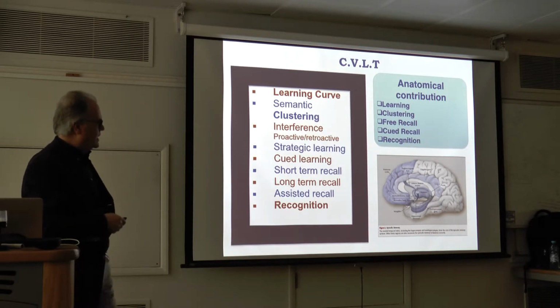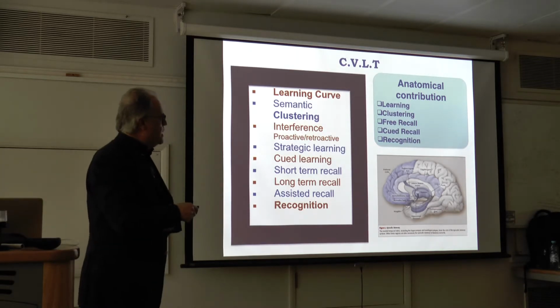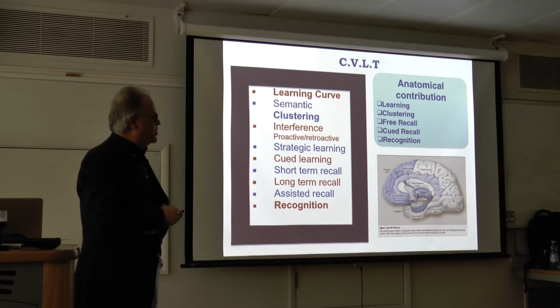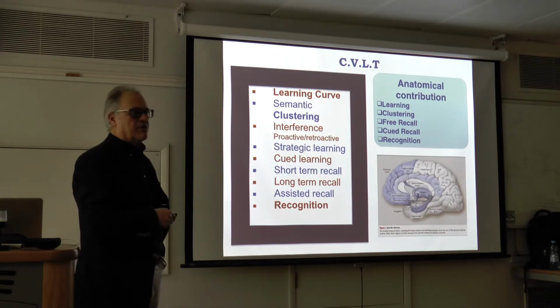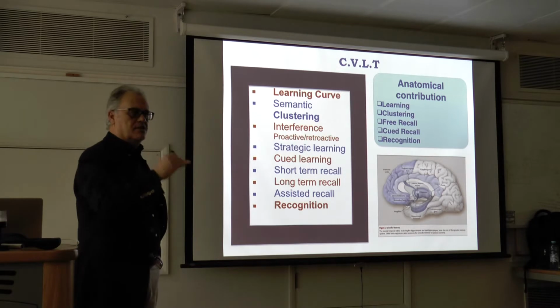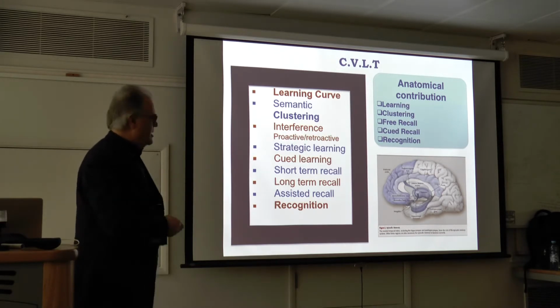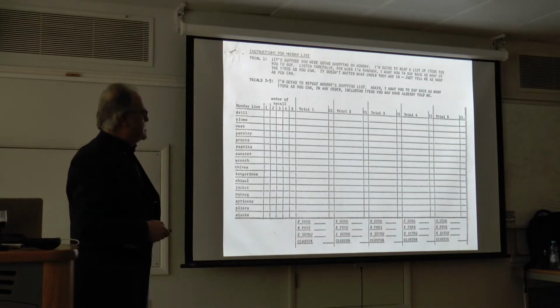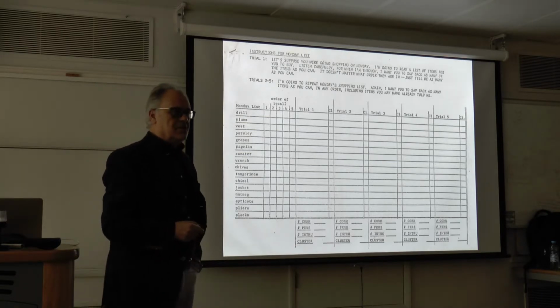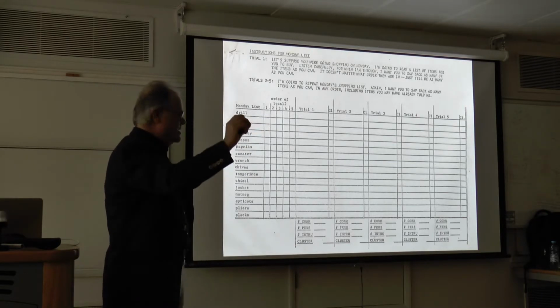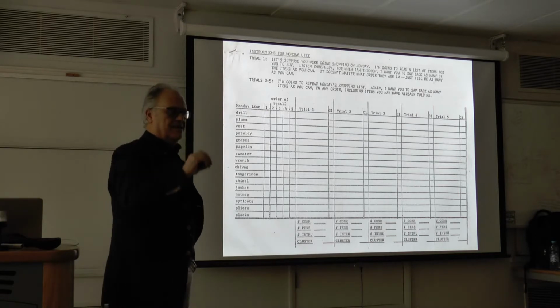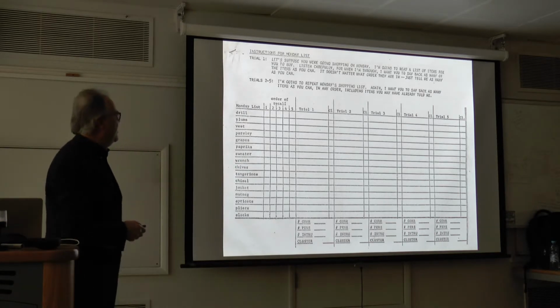I'll show you what I mean. So we have anatomical contribution during learning, during clustering, the free recall, the cued recall, and the recognition. So different phases, you see, with only one test. Now, this is the original test. This is how it was made, by pencil, paper, and the ruler, and that's it.